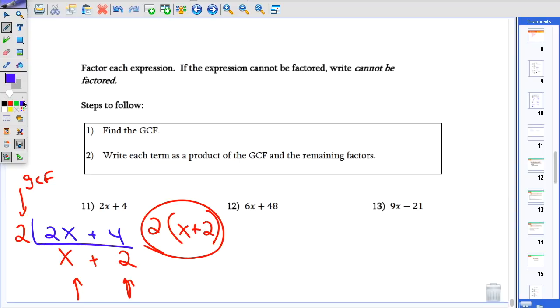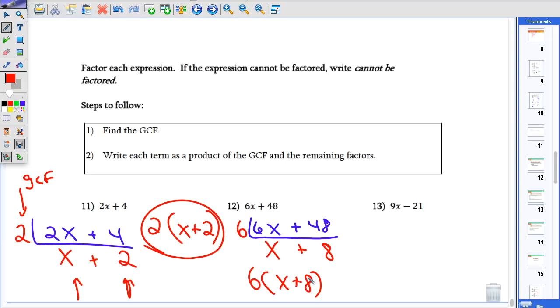Number 12, 6x plus 48. We start by writing 6x plus 48 and putting in our upside down division. We'll take out common factors that 6x and 48 have in common, and that is 6. So we're left with x because 6 times x is 6x, and we're left with 8 because 6 times 8 is 48, and we can bring down our addition. We put our greatest common factor out in front, and our leftover factors go inside our parentheses, so we have 6 times the sum of x plus 8.